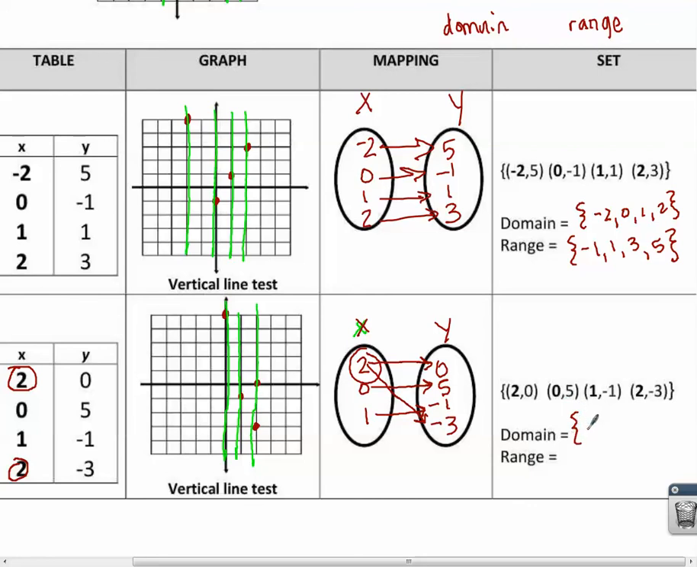The domain for this set is going to be 0, 1, 2. And again, you don't have to write your 2 twice. My range is -3, -1, 0, 5. Make sure they are in numerical order, in curly brackets, and separated with commas. If you have any questions, ask your teacher.